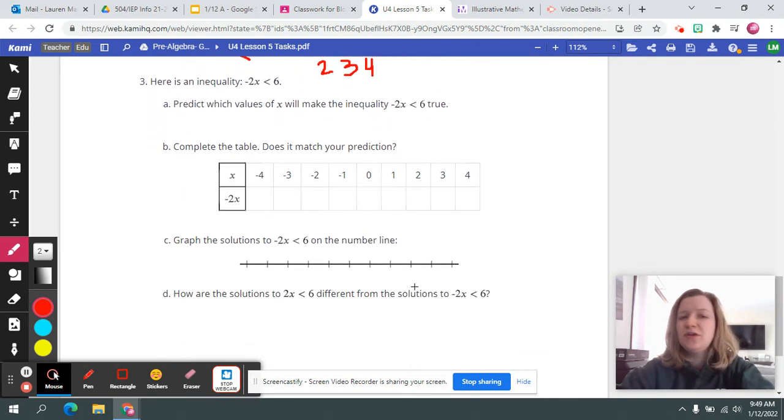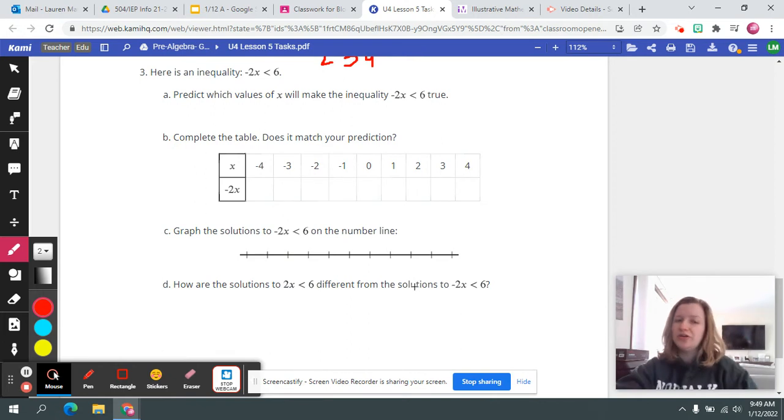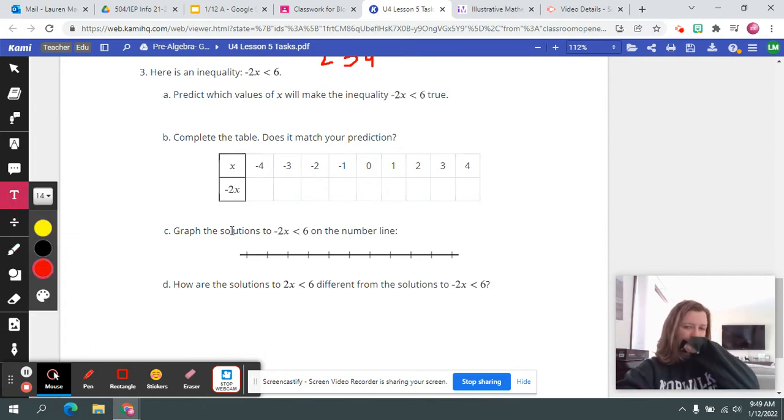So number 3 is where things are going to get a little tricky here. This is where we're going to learn about that special rule. So now we've got negative 2x is less than 6. So you can pause it here, make a prediction, talk about it with the people you're working with. But now let's go in and complete this table.